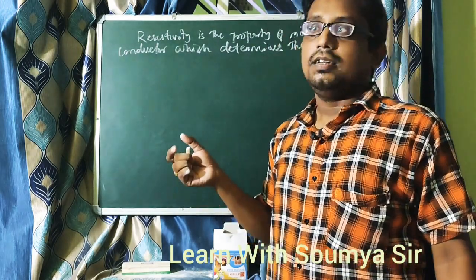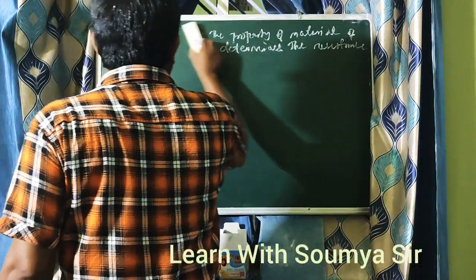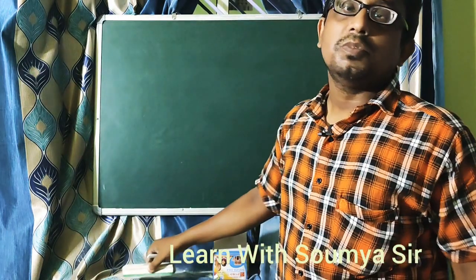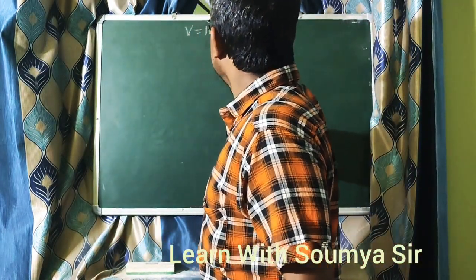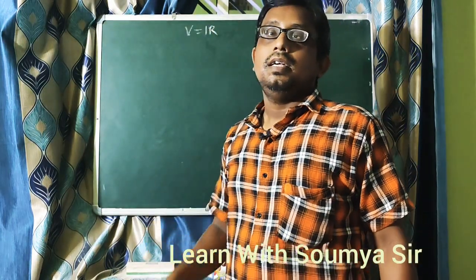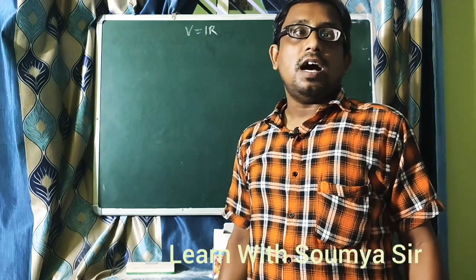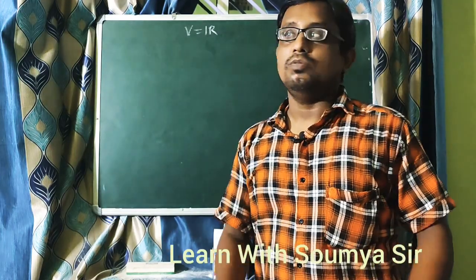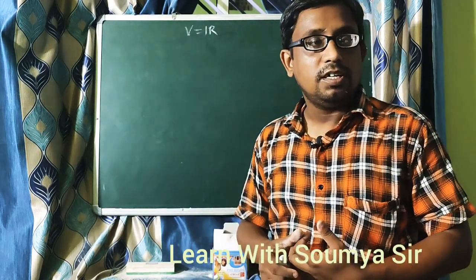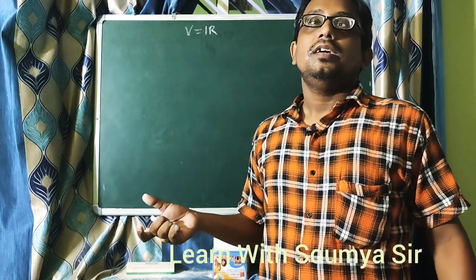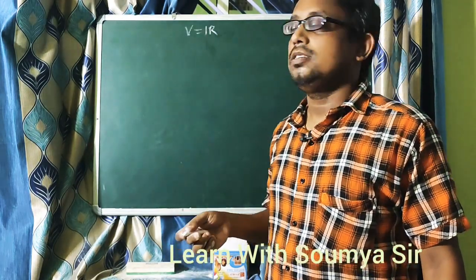Is it clear? Okay. Next we'll see, we have read about Ohm's law. In Ohm's law, we have read V is equal to IR. Now many students have asked me the question, sir, how can we verify Ohm's law? We have read Ohm's law here. Can we experimentally verify Ohm's law? Obviously we can. Now we will draw a circuit to verify Ohm's law.